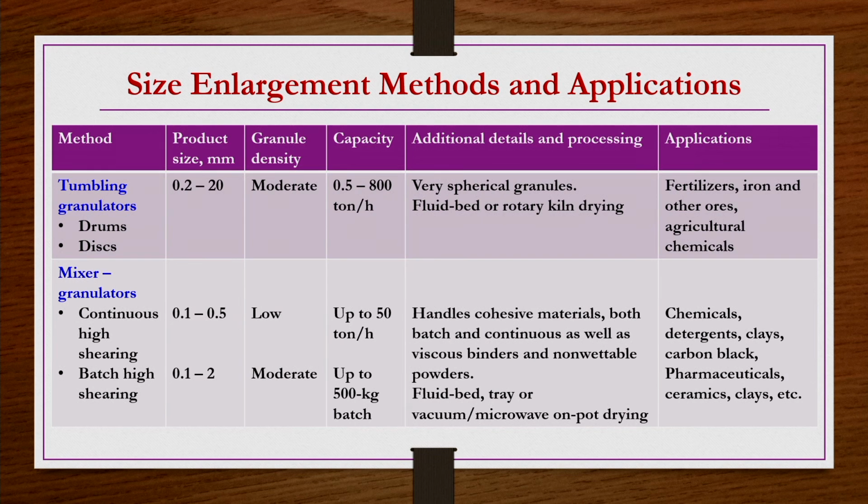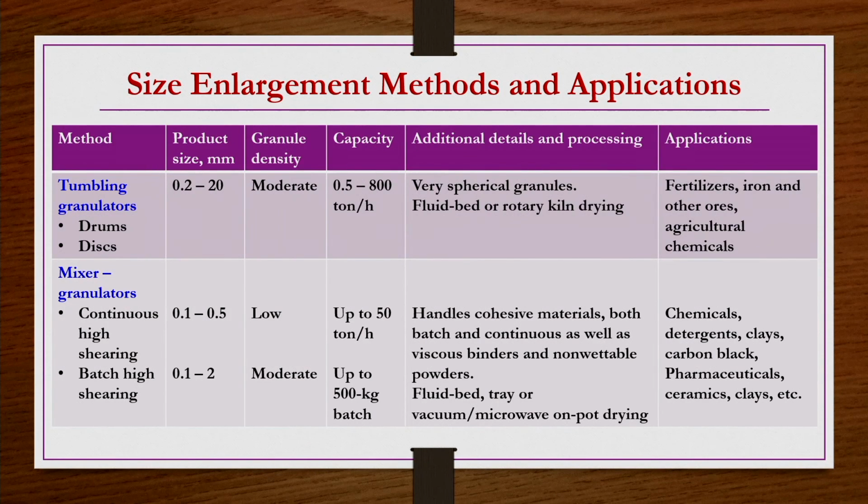They are good enough to produce product size between 0.2 to 20 mm. Product size here means the enlarged product, whatever the particle size is after size enlargement. So, enlarged particles, in this context we are referring to as a kind of product. It is not a product of a reaction. Product here means whatever the enlarged size of the particle is.